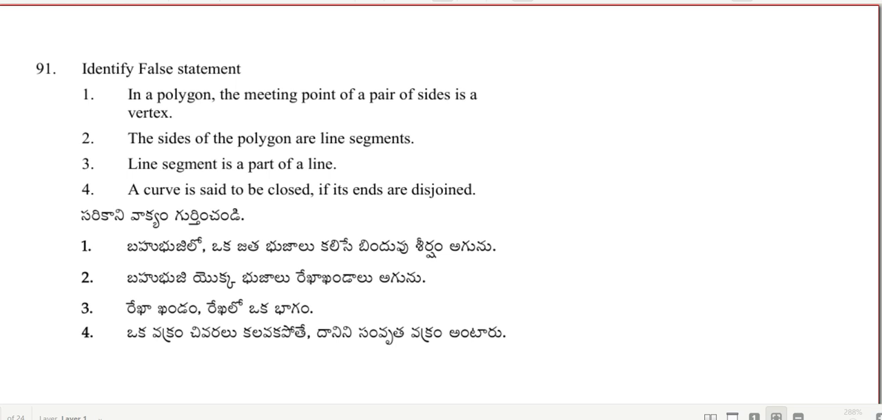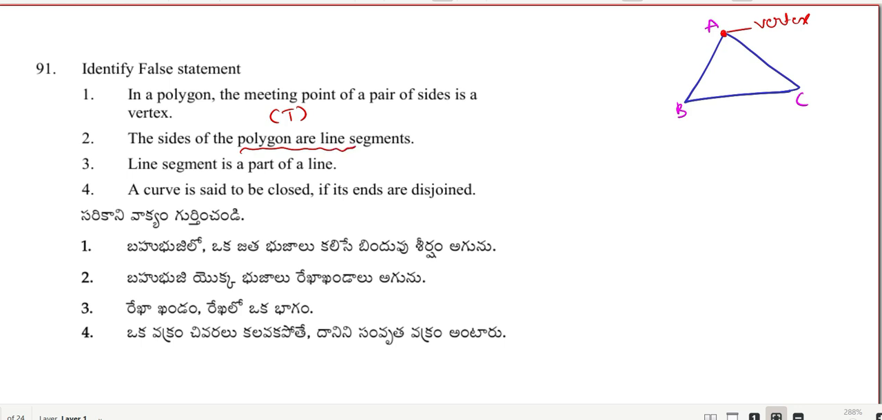Okay, so for that, let us take a polygon. Let me take a triangle. It's better to take a triangle. The meeting point of two sides. If I take side AB and side AC, they are meeting at a point A. This point is called a vertex. So the first statement represents a true statement.